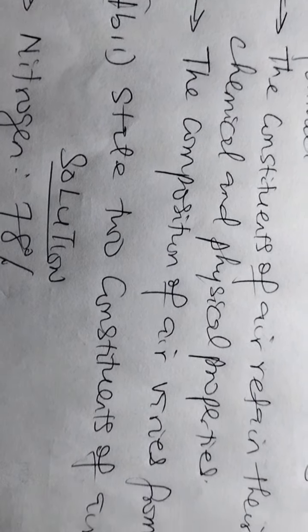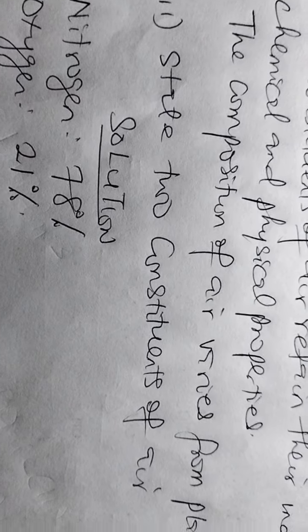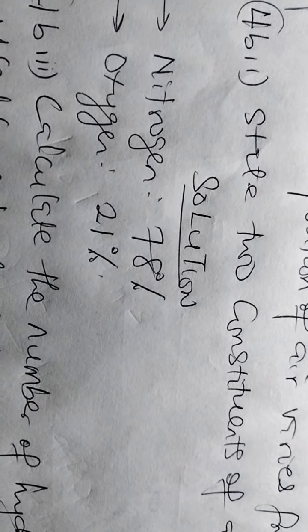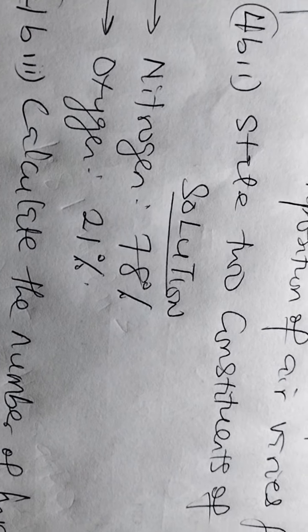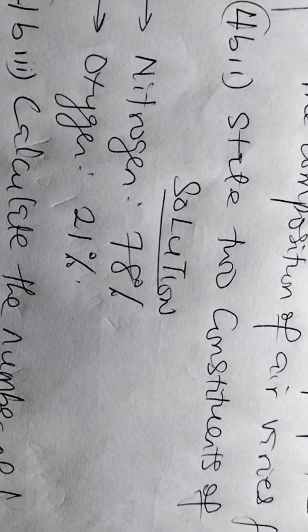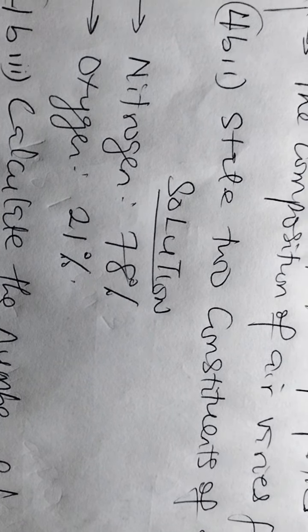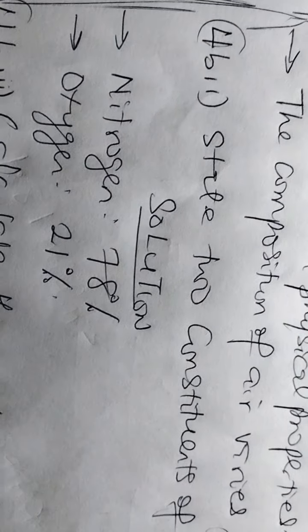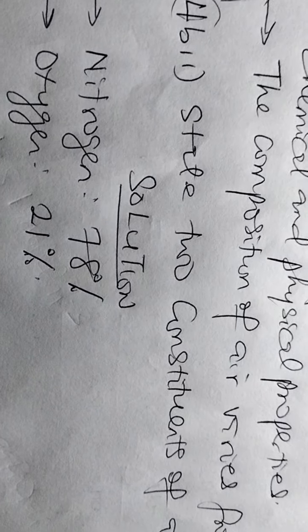4BII says state 2 constituents of air. Solution: nitrogen is there having 78%, oxygen is there having 21%. You can also mention carbon dioxide having 0.03%. You can also mention noble gases or rare gases having less than 1%.